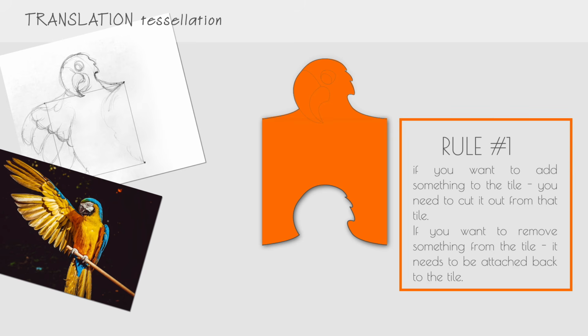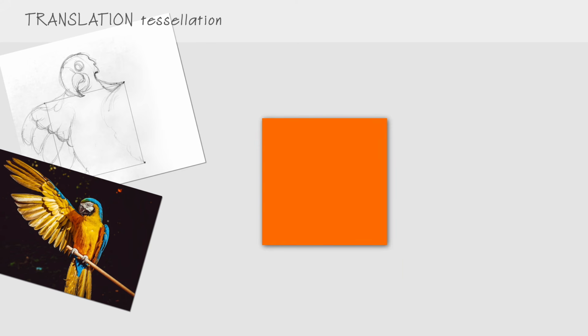Rule number 1. If you want to add something to the tile, you need to cut it out from that tile. And if you want to remove something from the tile, it needs to be attached right back to that tile. So, back to the square. If you want to attach a head to the top side of the tile, you need to draw it and then cut it out from the opposite side, from the bottom of the tile. Here is the head and the neck. Cut it out. Attach it directly to the opposite side, like this.